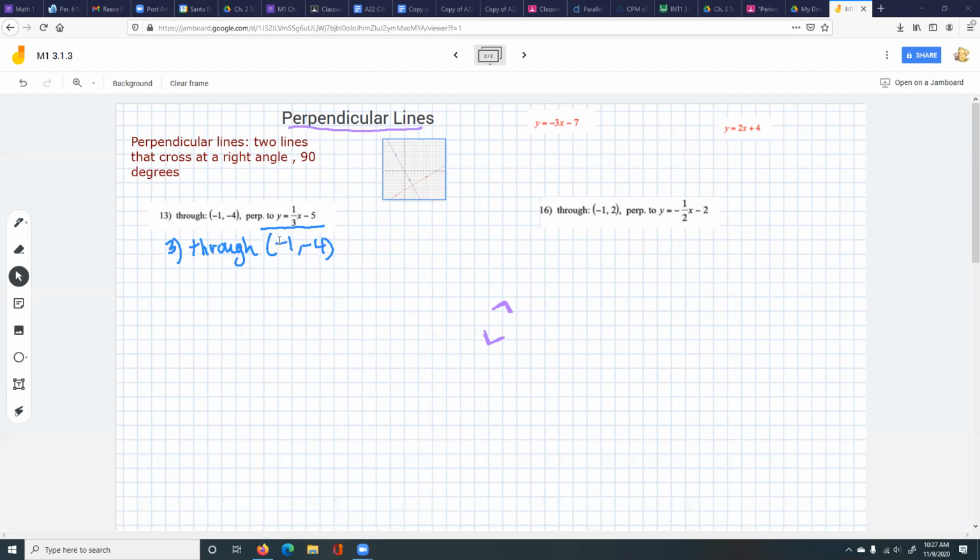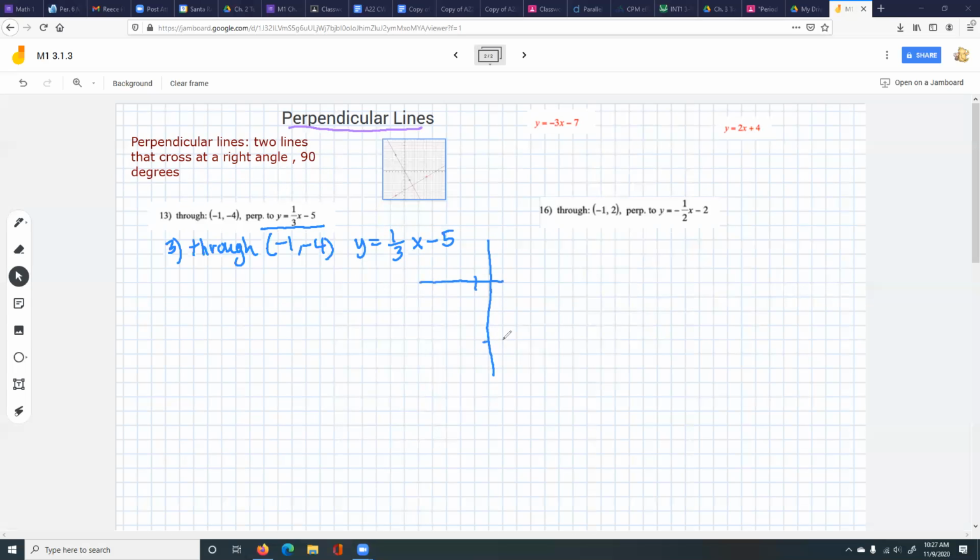Okay, so our line is going through (-1, -4). Well, where is (-1, -4)? I need to erase this. Let's start drawing. I forgot to write, it is not going through the line, it's perpendicular to this line, y equals 1/3 x minus 5. Okay, so if I do a little sketch, you don't have to do sketches, but I like to show you what's going on. That's why I like to do sketches.